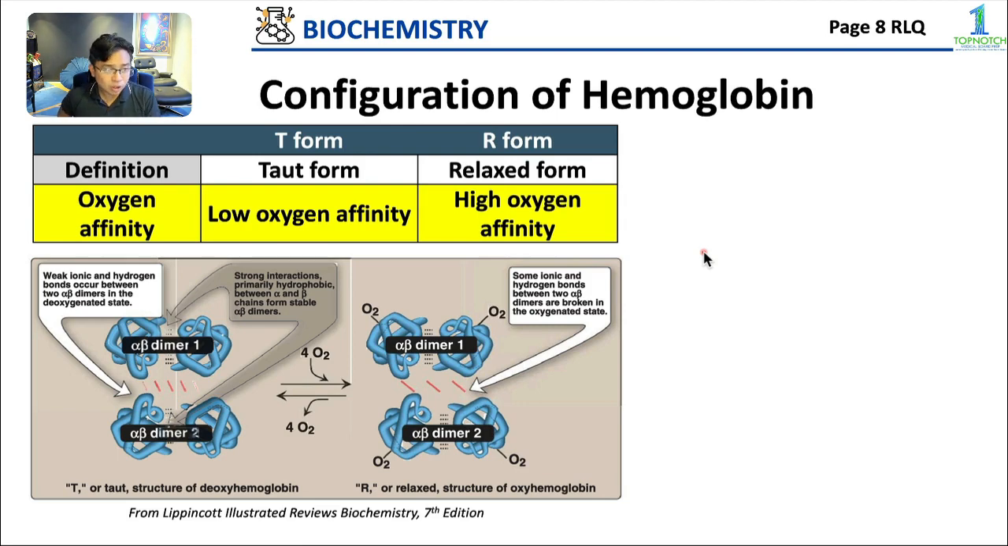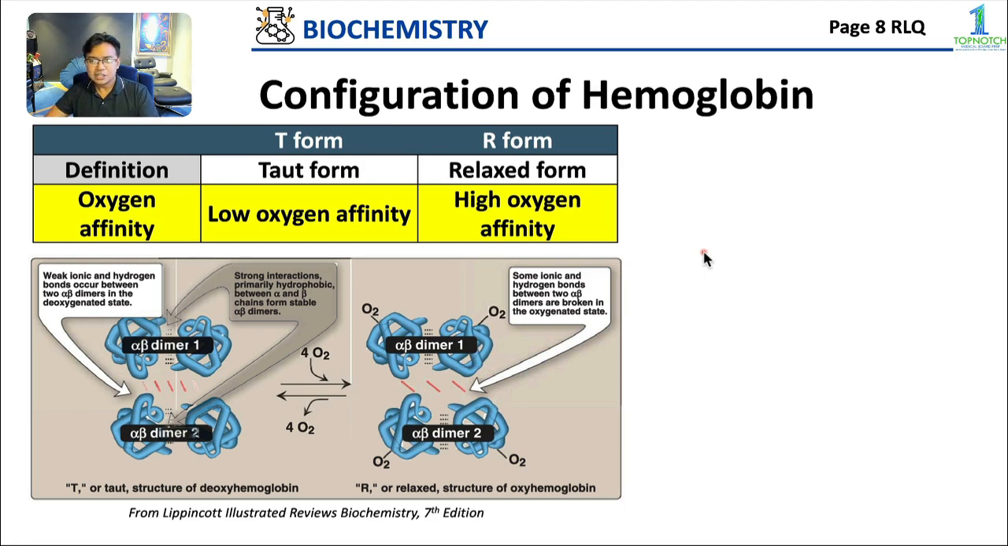Now, more on hemoglobin, we have two forms here. The T form, the taut form, and the R form, the relaxed form. Guys, the relaxed form has a higher affinity for oxygen. It kind of makes sense. Relaxed form kasi. So, pag relax, you're more huggable, di ba? Pero pag stress ka, taut form ka, ay, wala akong pakialam sa'yo, bahala ka sa buhay mo. You have a lower affinity for oxygen.